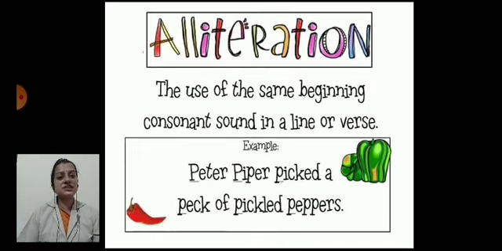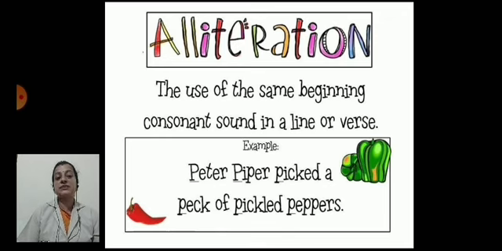After that we have alliteration. What is alliteration? The use of the same beginning consonant sound in a line or verse. That is called alliteration. See the example. Peter Piper picked a peck of pickled peppers. All the words are beginning with P, right? And they are giving the P sound, right? The sound of P is pa, right?